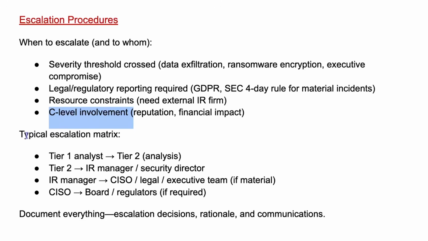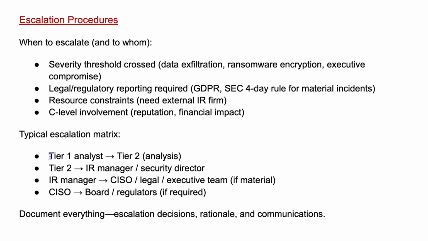So the typical escalation matrix, right? The way that these things are done would be that the tier 1 analyst notices the alert. Then they would refer to the tier 2 analyst. And then the tier 2 analyst, if they can't handle it, will refer to the incident response manager or the security director. And we are still technically inside of the security operations center while all of this is happening. If the incident response manager can't handle it, they will refer to the CISO, the legal team, and the executive team. And then the CISO will address the board members and the regulators if required.